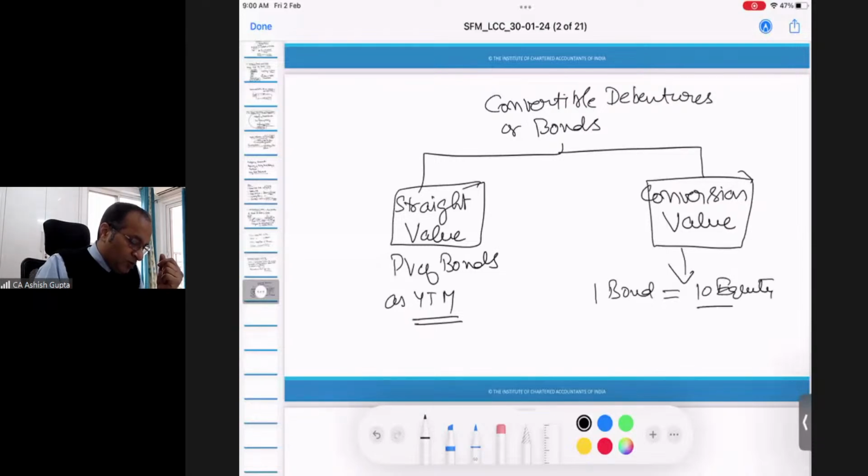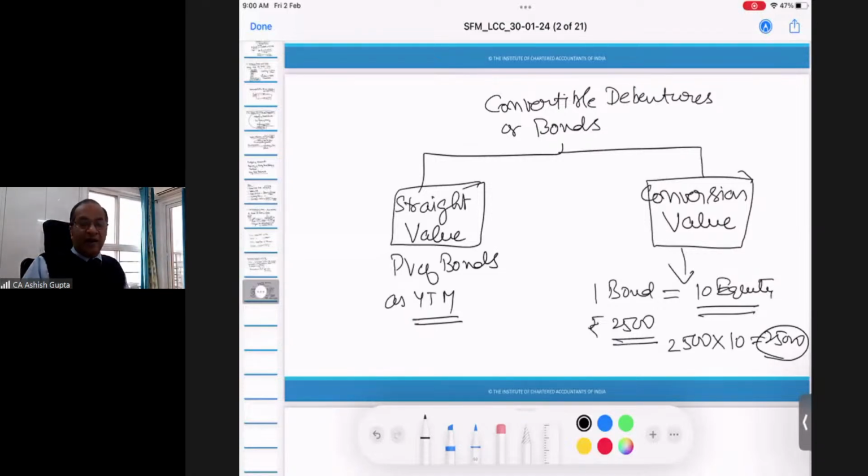Okay, now suppose as on date the value of an equity share is 2,500. So my conversion value of the same bond will be, because I can get money of rupees 25,000 by getting it converted into 10 equity shares and selling them in the market. So of course I will get this value. Now, these two terms are relevant in case of a convertible debenture.